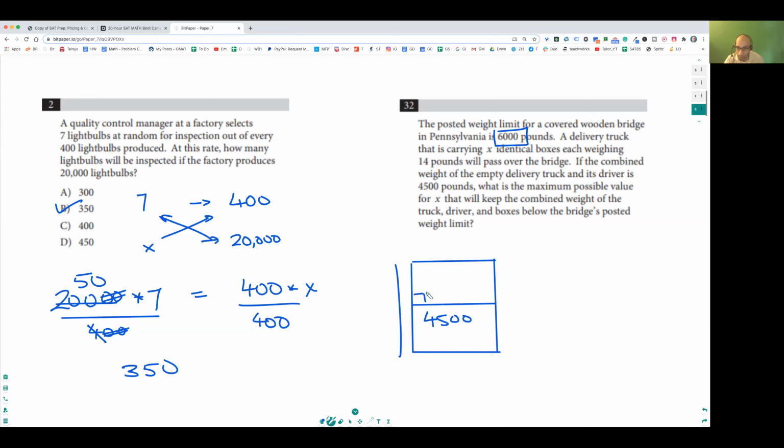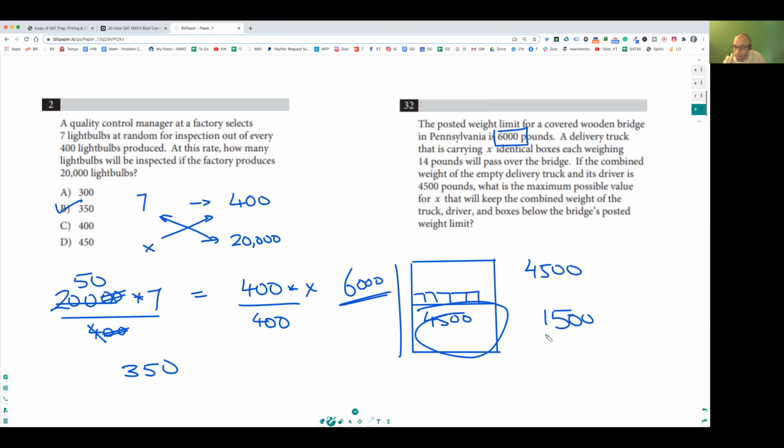So you've got boxes of 14 pounds here, here, here. They're asking how many it is going to hold. Let's say you have 4,500 and then one box. If you have 2 boxes, it's 14 times 2. If you have, let's say, 100, it's 14 times 100. Because you've got 4,500 here and the total has to be 6,000, the remaining maximum weight can be 1,500.